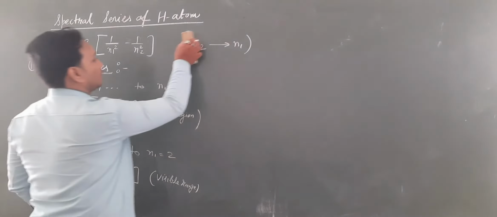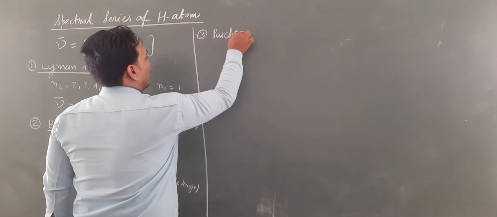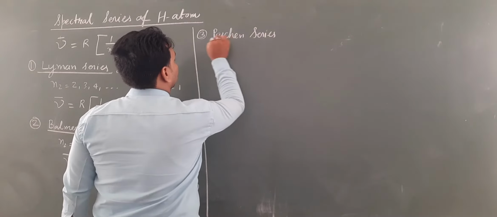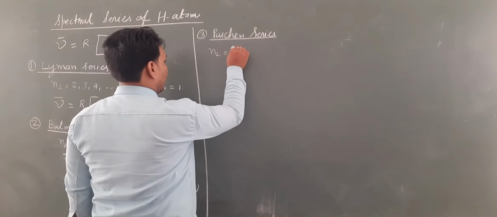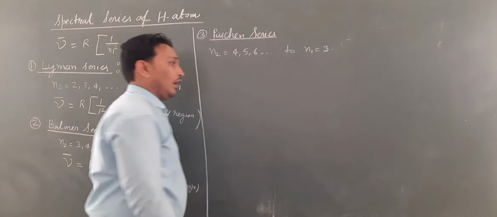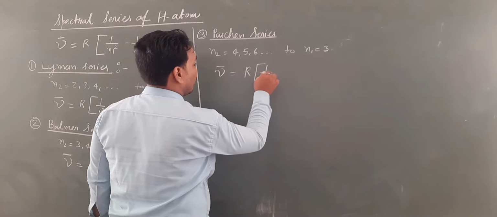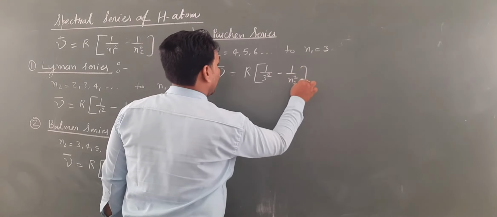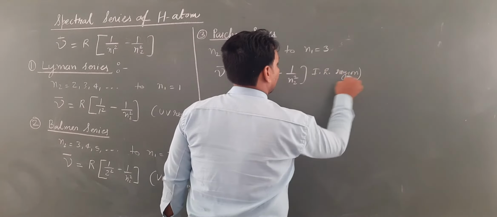Now let us move to the third one. Third is Paschen series. In this, electron gets transition from higher energy states 4, 5, 6, and so on to n is equal to 3 orbit. n1 is equal to third orbit. In this case, the wave number is given by the Rydberg constant, n1 is fixed, 1 upon 3 square, minus 1 upon n2 square as n2 is varying. This particular series belongs to infrared region.